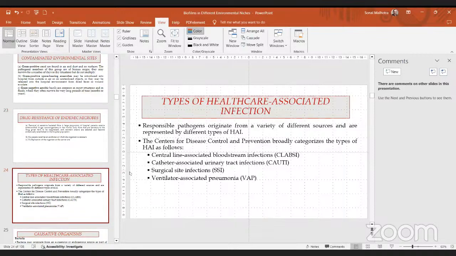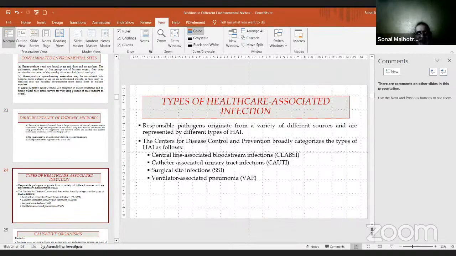These are the four common healthcare-associated infections. This is what I was talking about: central line-associated bloodstream infections, or CLABSI. In this case, you have a huge catheter placed in the upper region of your chest, entering one of the main arteries, and it is kept there for a long time. I can't go into the medical part of it because I'm not trained in that area, but I have, of course, witnessed this with my own family members and myself as well.